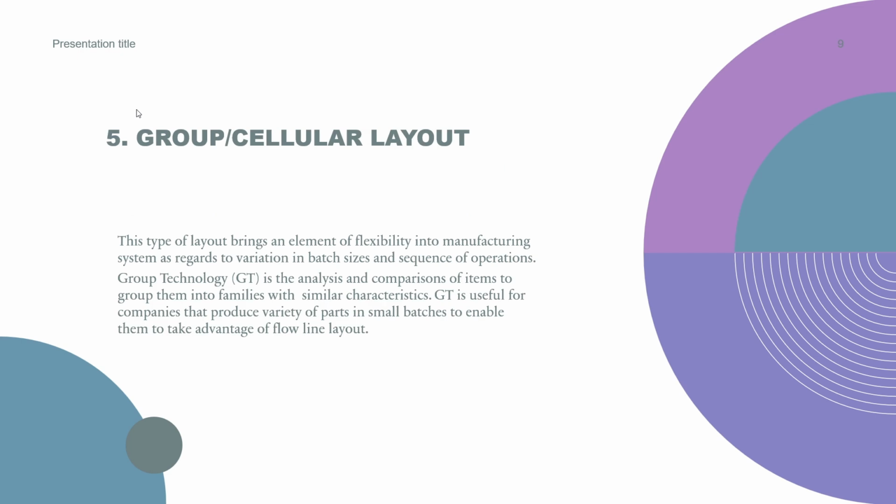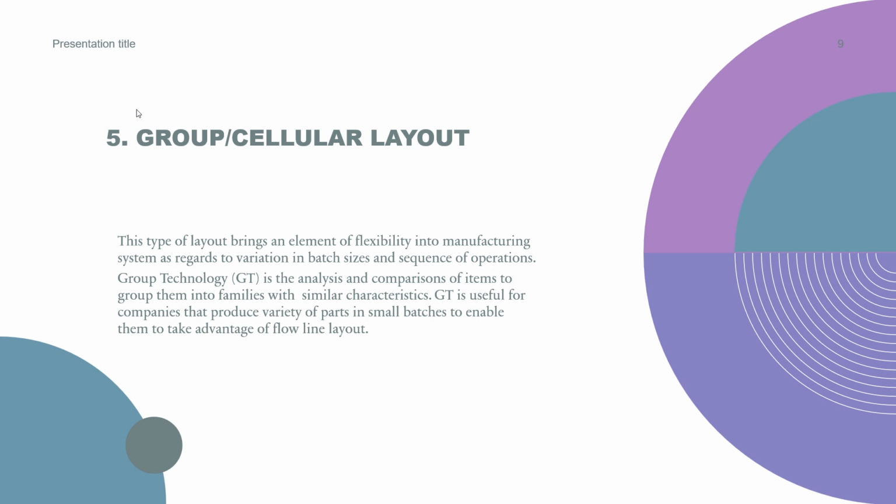The last type of layout is cellular or group layout. It's also known as group technology or GT, and this type of layout brings an element of flexibility into manufacturing system as regards to variation in batch sizes and sequence of operations. The application of group technology involves two steps. The first step is to determine component families or groups. The second step is to arrange the plant's equipment used to process a particular family of components.